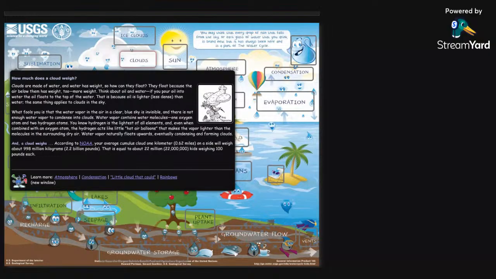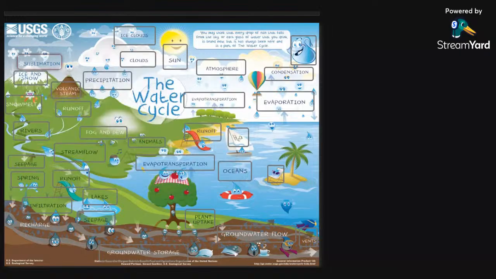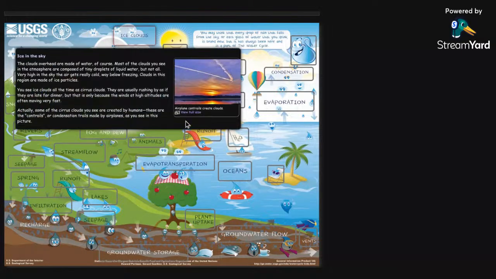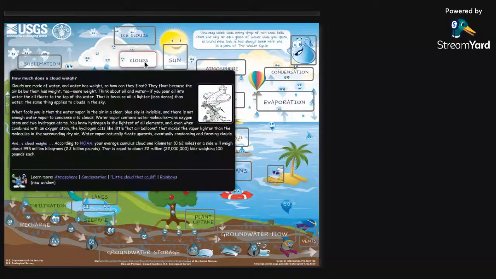You know hydrogen is the lightest of all elements, even when combined with an oxygen atom. The hydrogen acts like little hot air balloons that make the vapor lighter than the molecules in the surrounding dry air. Water vapor naturally floats upwards, eventually condensing and forming clouds.